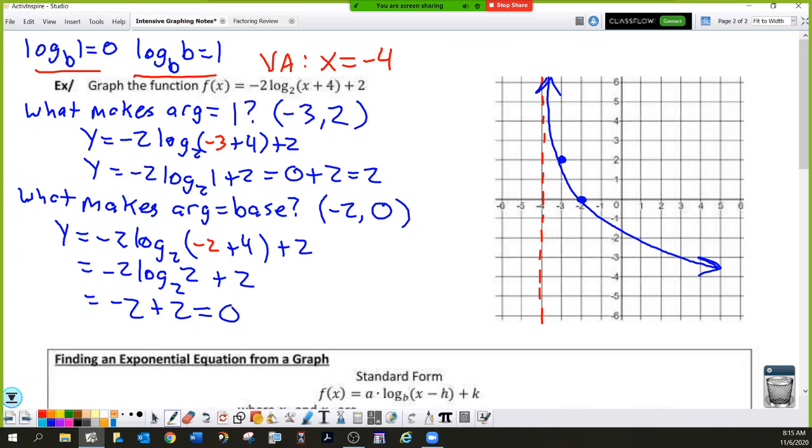Do you have any questions about graphing the logs before we move on to writing the equations of the logs? It's a little more in-depth than writing the equations of the exponentials. Mentally, not algebraically. No? Okay. All right, well then let's move on.